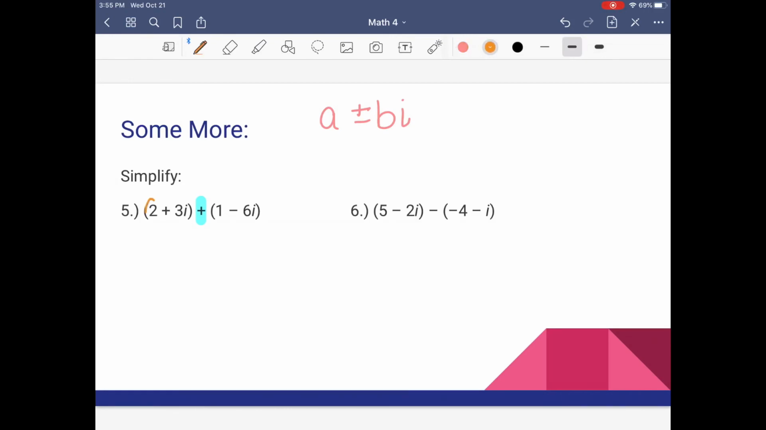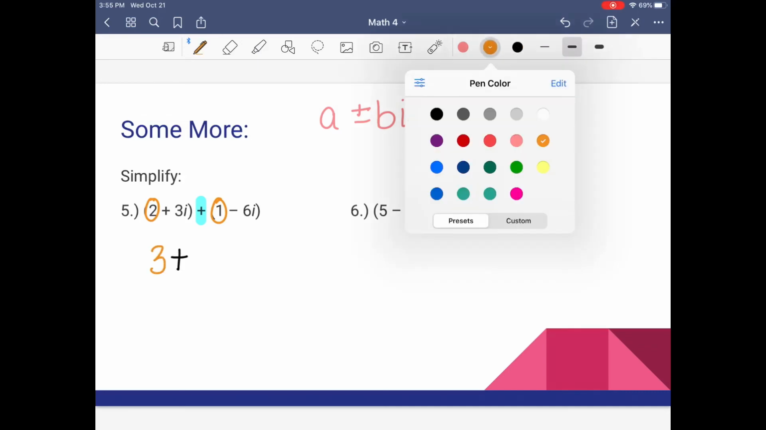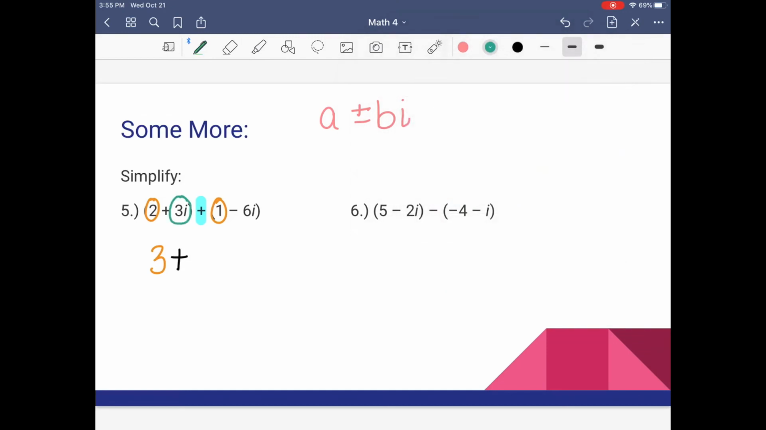Okay, so we want to start with just our real number that's by itself. So we have 2 and 1. When we add those together, that's going to give me 3 plus, and then my next number is going to be 3i and -6i, so that imaginary number. So 3i plus -6i is actually going to give me -3i. Now, we don't want to write plus a negative, so we're going to rewrite it, so it's 3 minus 3i.